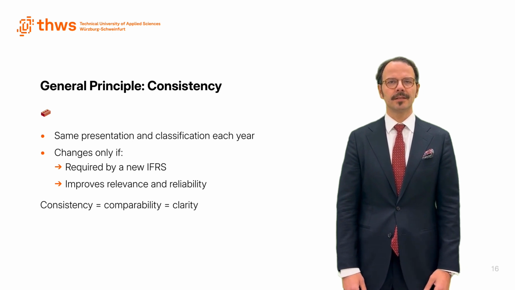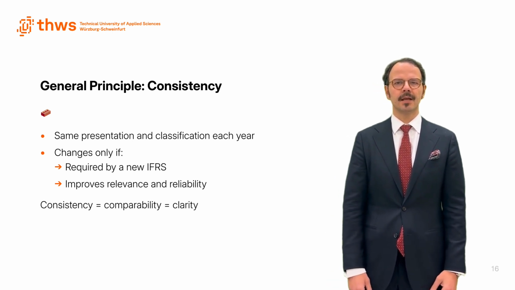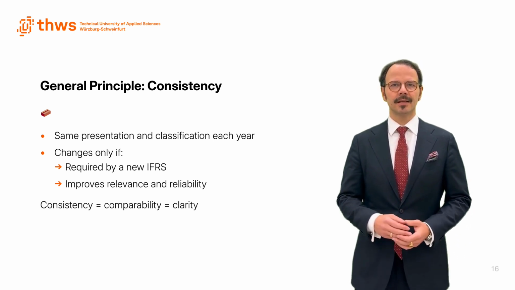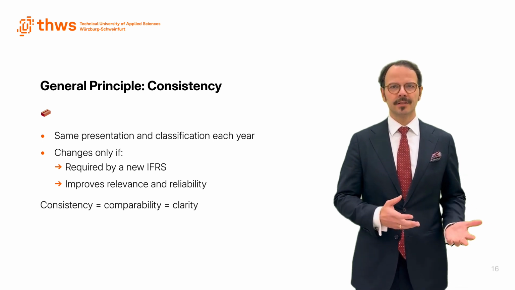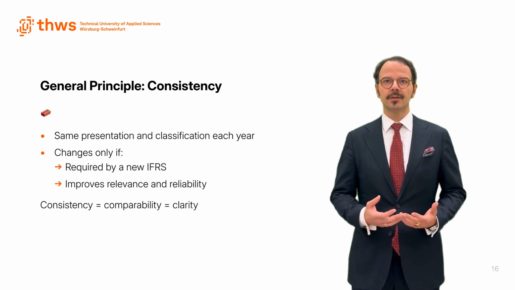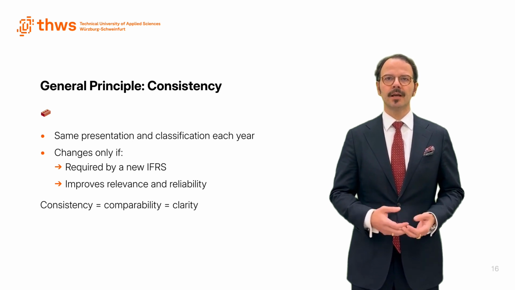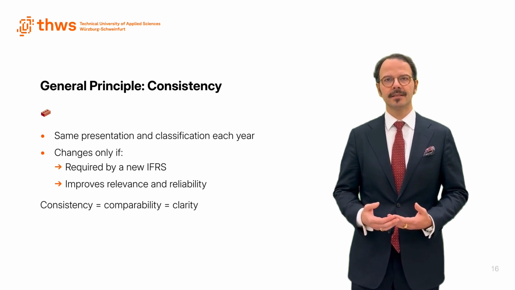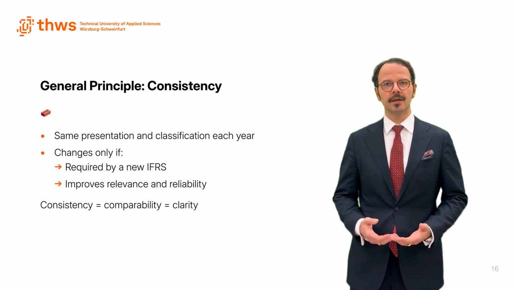Here's a principle that seems obvious, but is often violated in practice. IAS 1 says we need to use the same presentation and classification every year. That's how users can compare one year to the next. You're allowed to change the presentation only if a new IFRS standard requires it or the new format improves clarity and usefulness. Otherwise, stick with it, because consistency builds comparability, and comparability builds confidence.